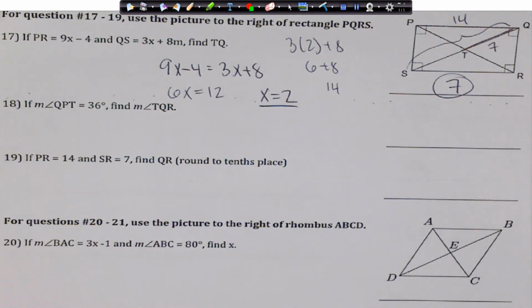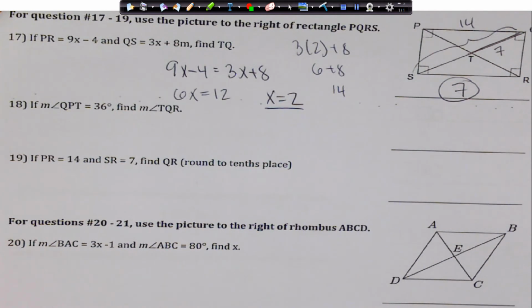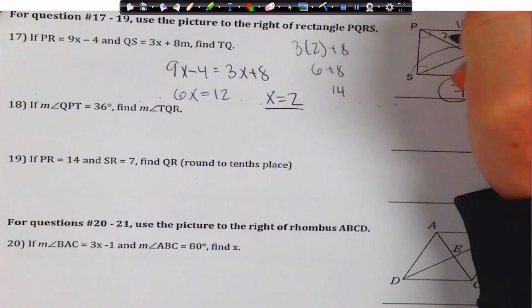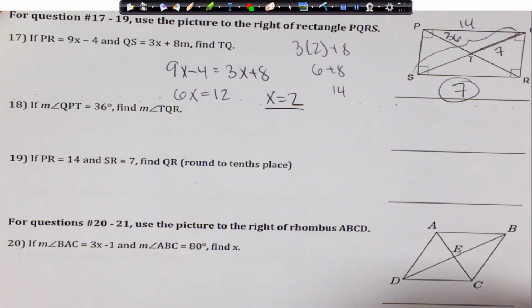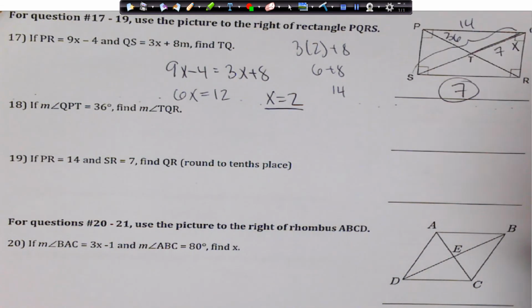All right, and then number 18, if QPT, so this angle right here is 36, find TQR, so this angle here, okay? Well, if this is 36, then we're going to get, let's see, did I put that in the right place? Yep, and we're finding TQR. Okay, so 36 right here.